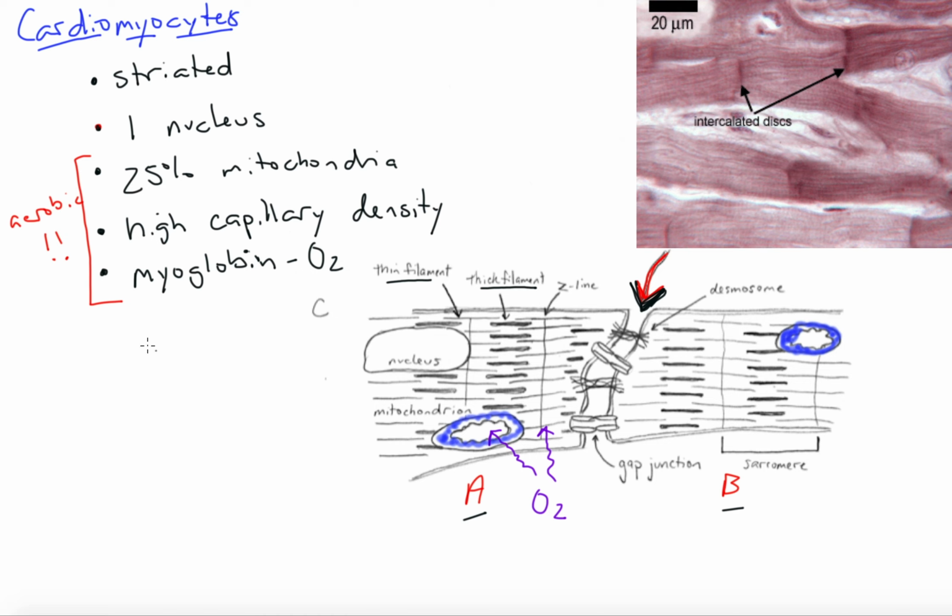So let's list these as a function. So this is intercalated discs. And those intercalated discs have two components, gap junctions and desmosomes.